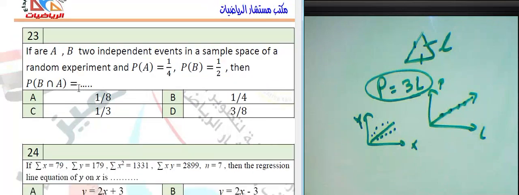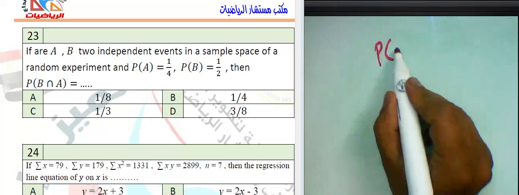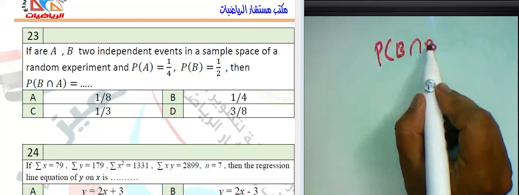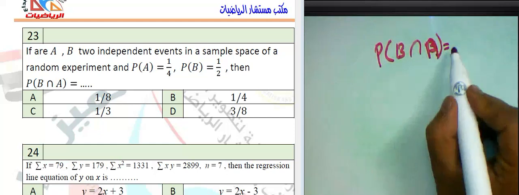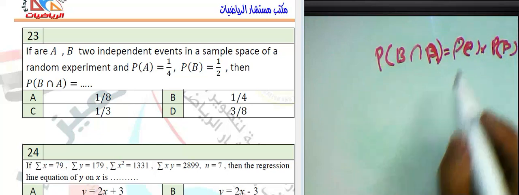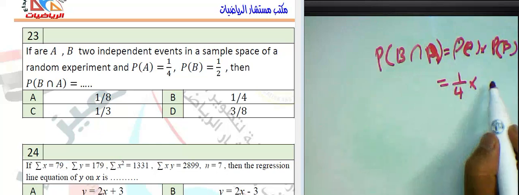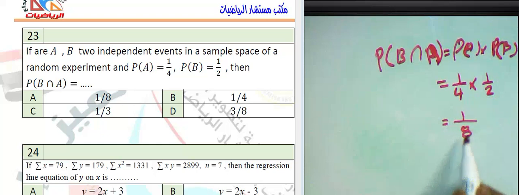Question 23. If A and B are two independent events in a sample space of a random experiment, the probability of A equals 1/4, the probability of B equals 1/2. The probability of A intersection B equals what? Since A and B are independent events, the probability of A intersection B is the probability of A multiplied by the probability of B. The result will be 1 over 4 times 1 over 2, which is 1 over 8. Choose letter A.